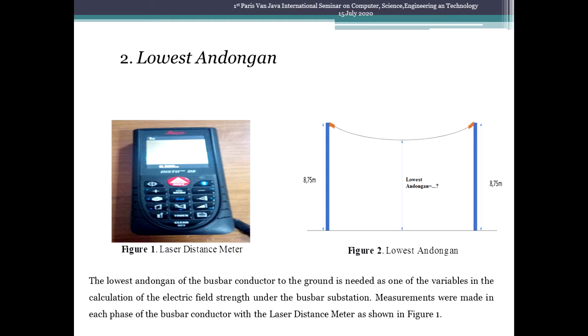For the lowest andongan, we see figure 1. We use the laser distance meter to measure the lowest andongan, figure 2. We see the lowest andongan from 2 busbars is 8.75 meter. The lowest andongan of the busbar conductor to the ground is needed as one of the variables in the calculation of the electric field strength under the busbar substation.